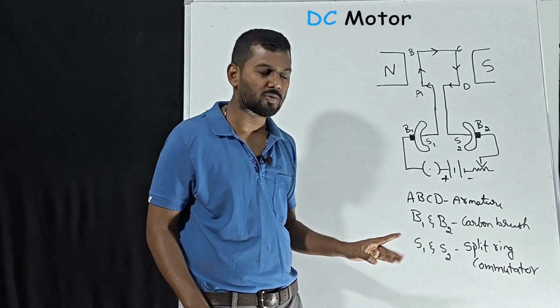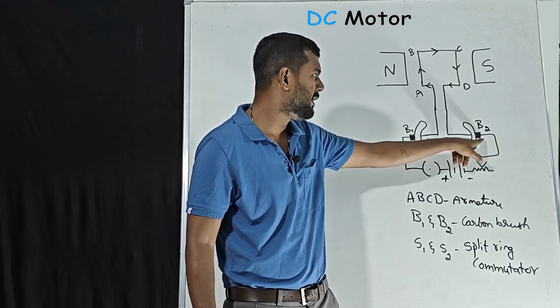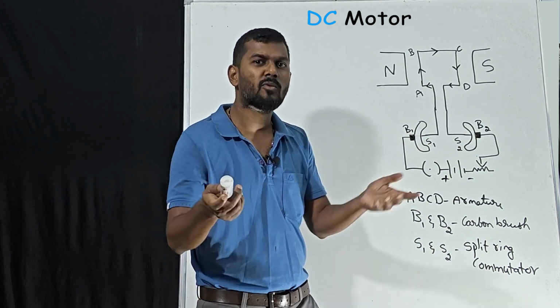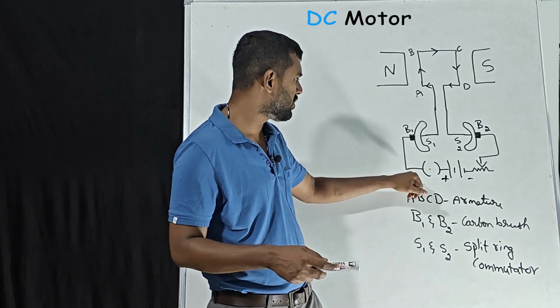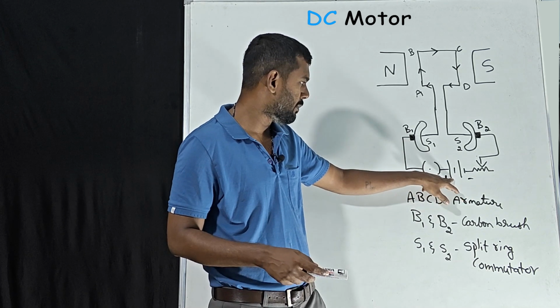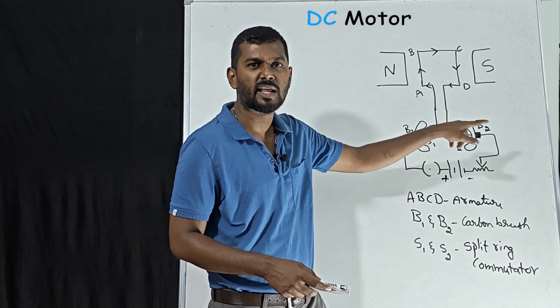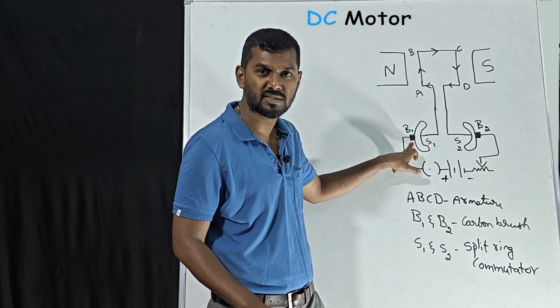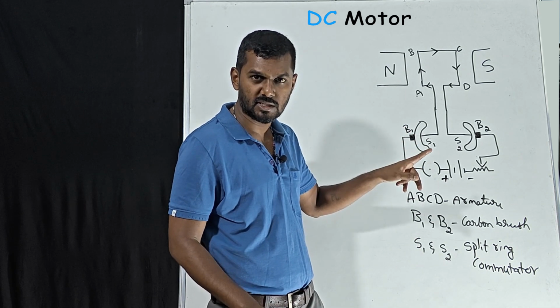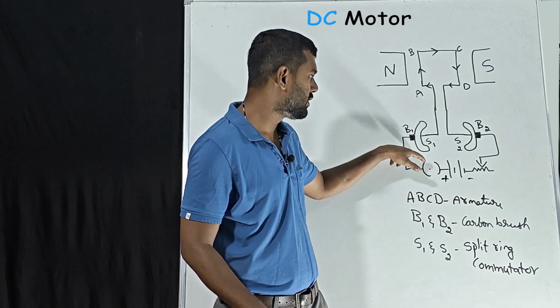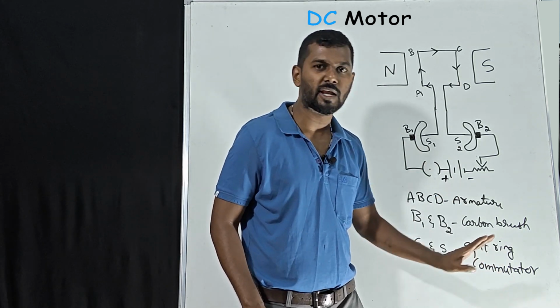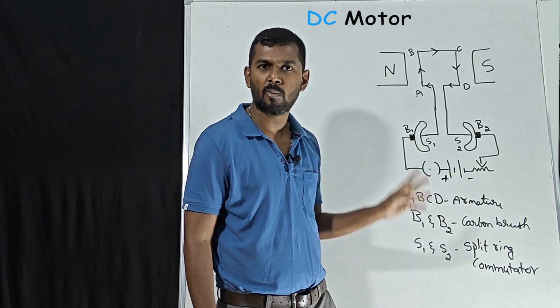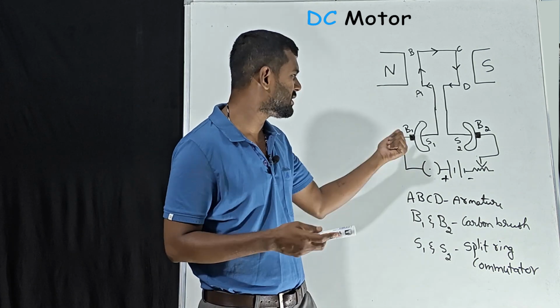Next, B1 and B2. See here, B1 and B2, these are the brushes. Actually, why do we need a brush? Just to give the connection from the battery to the S1 and S2. We are going to learn what S1 and S2 are, don't worry. What is the function of a brush? Just to give the connection from the power source to the split ring commutator. Now we'll learn more about these brushes.